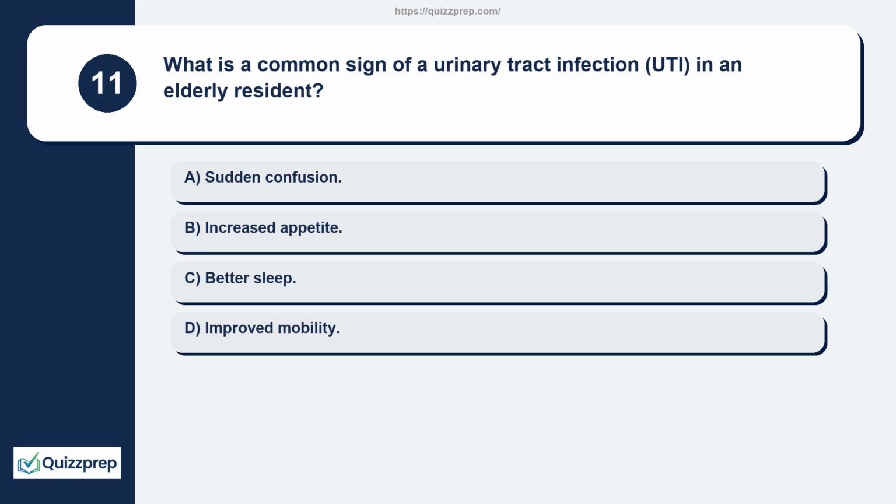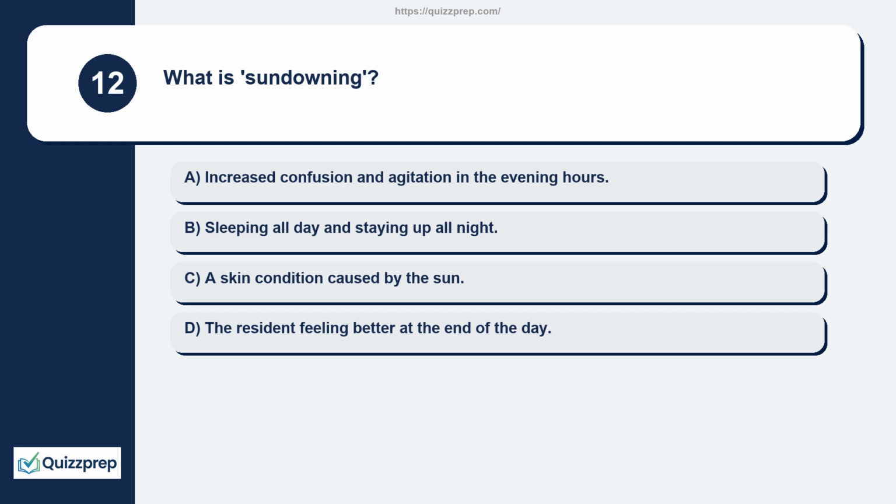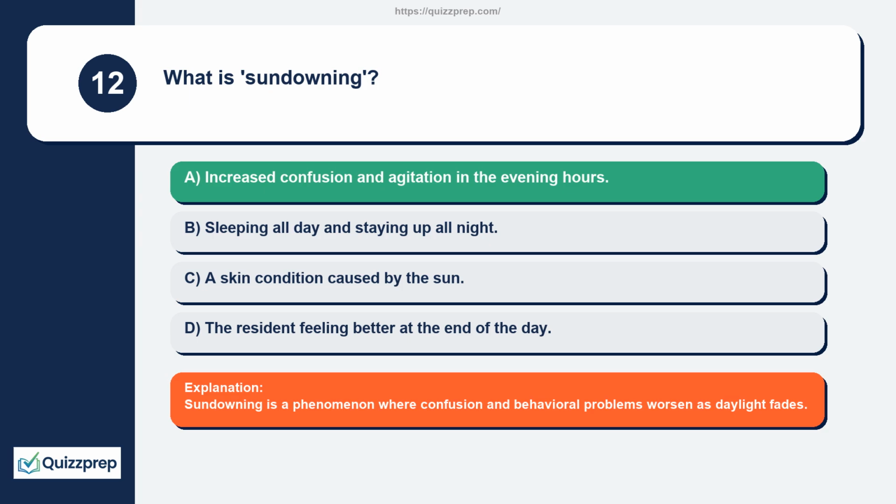Question 11. What is a common sign of a urinary tract infection, UTI, in an elderly resident? Sudden confusion, increased appetite, better sleep, improved mobility. In the elderly, UTI is often present with cognitive changes or delirium rather than just physical symptoms. Question 12. What is sundowning? Increased confusion and agitation in the evening hours, sleeping all day and staying up all night. A skin condition caused by the sun. The resident feeling better at the end of the day. Sundowning is a phenomenon where confusion and behavioral problems worsen as daylight fades.